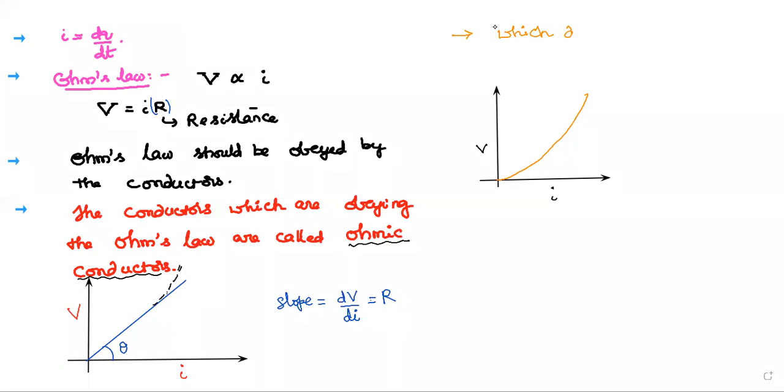Coming to here, which do not obey the Ohm's law are called non-ohmic conductors. Okay, these are non-ohmic conductors.